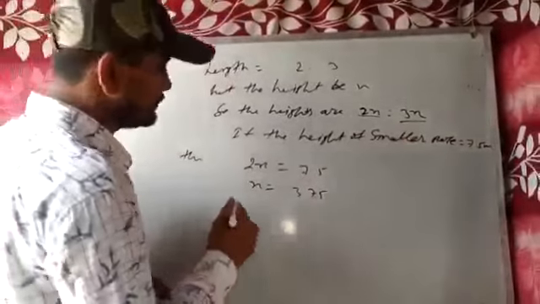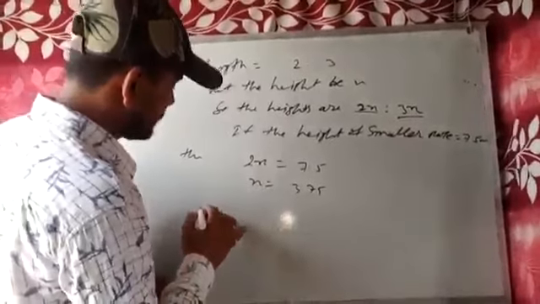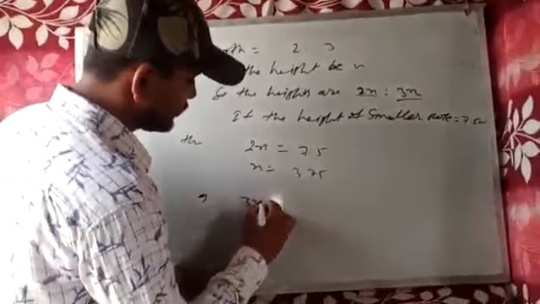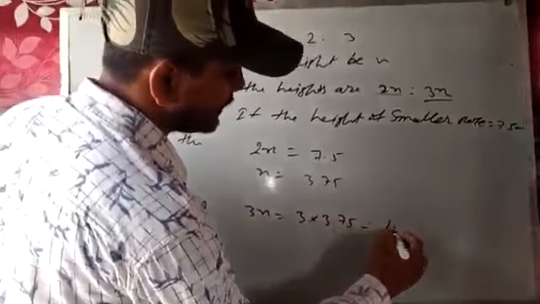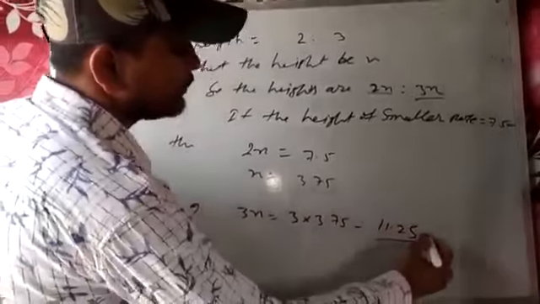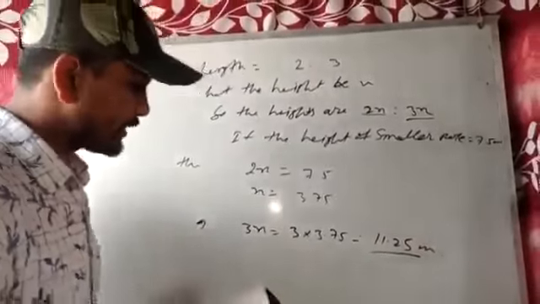We have to find the height of the other pole. So the height of the other pole is equal to 3x. We know the value of x is 3.75. After multiplying we will get 11.25 meter. This one is the height of the other pole. Okay. Question number 18.